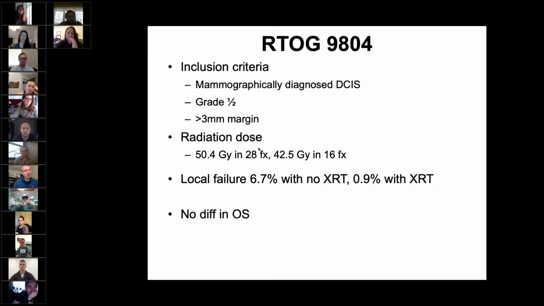So it's very hard to show a difference in overall survival, especially for something like DCIS, right? So you're almost never going to see a difference in overall survival. But we use the local failure rate to determine our quote unquote failure. So local failure rate, 7 versus 1, and there was no difference based on the radiation dose. So this was a trial from about 10 years ago that said, maybe we can do a lower dose of radiation for low grade or low risk DCIS.